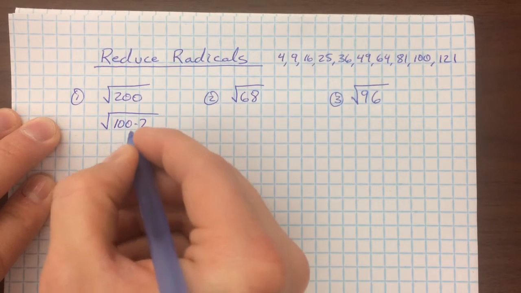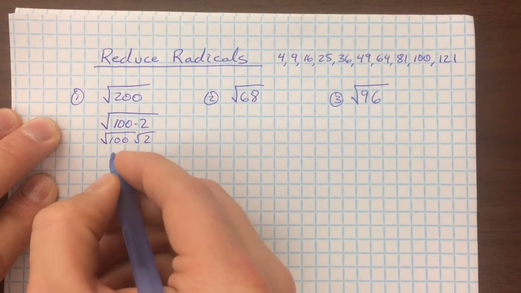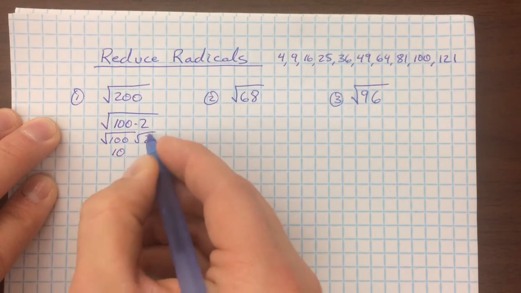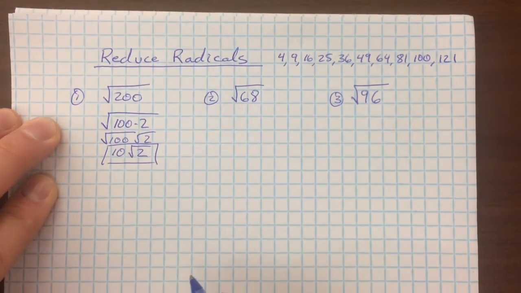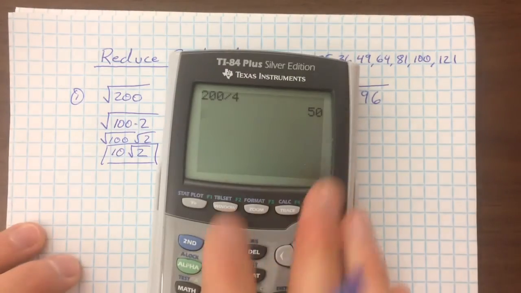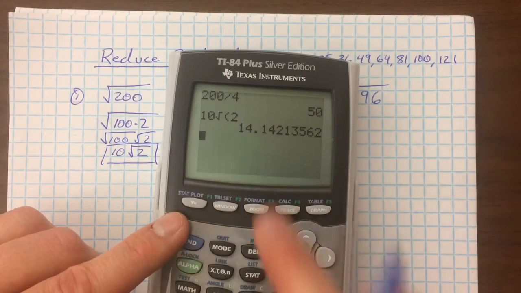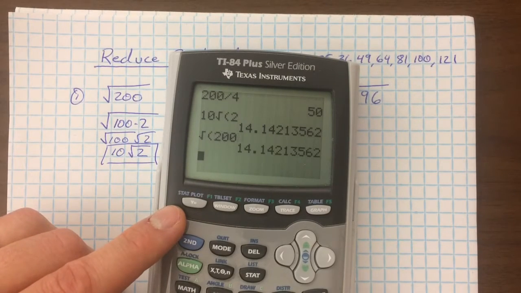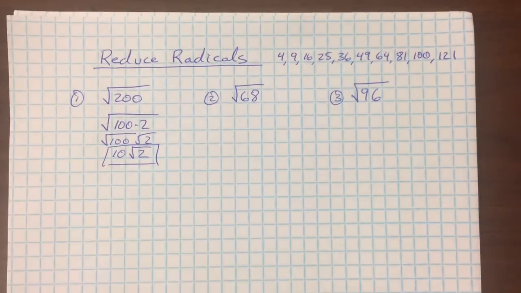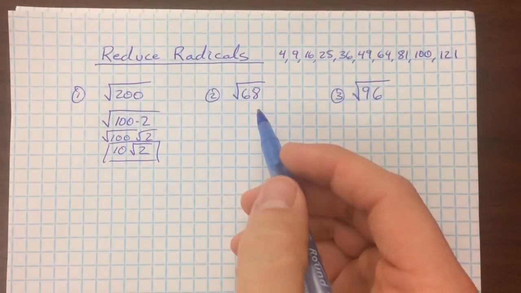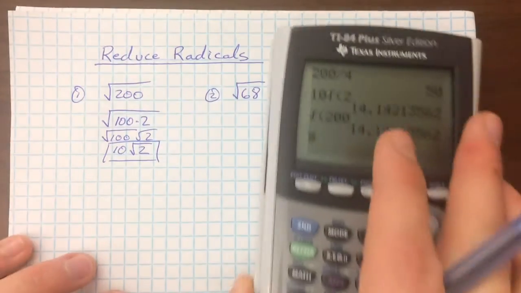square root of 100 times square root of 2, and the square root of 100 becomes 10. Square root of 2, I don't know what it is, so it just stays as it is, and that's how we reduce it. If you're ever curious about if you wrote it right at the end, you can compare 10 square root 2 to square root of 200, and you should get the same decimal. This won't tell you if you've reduced it fully, but otherwise.